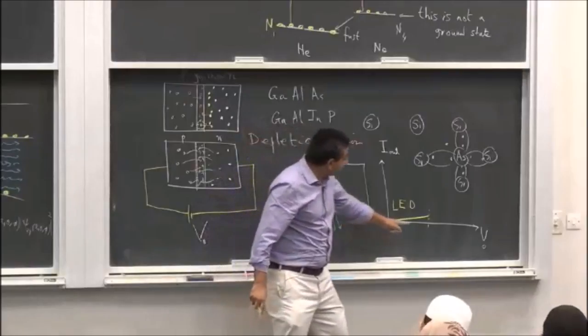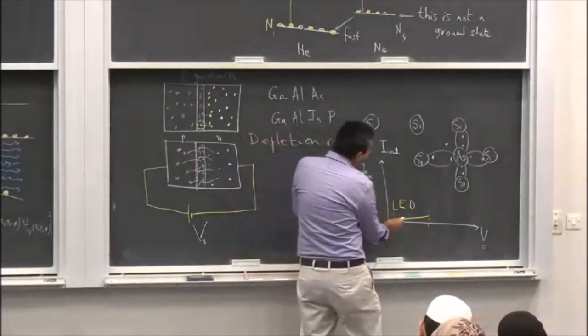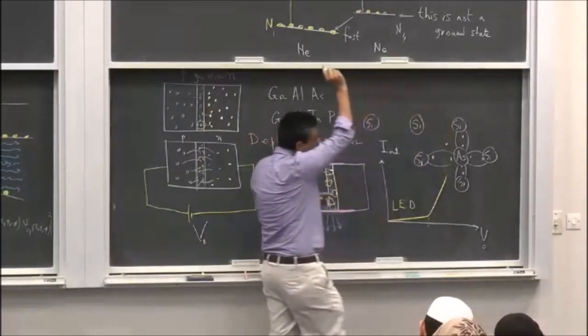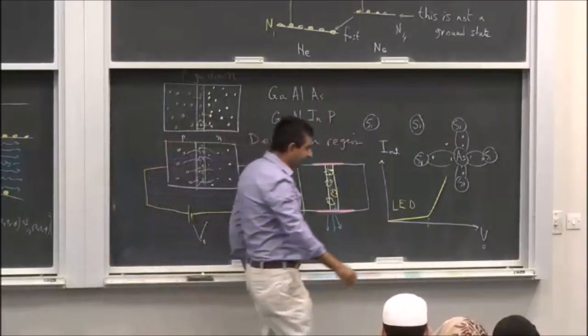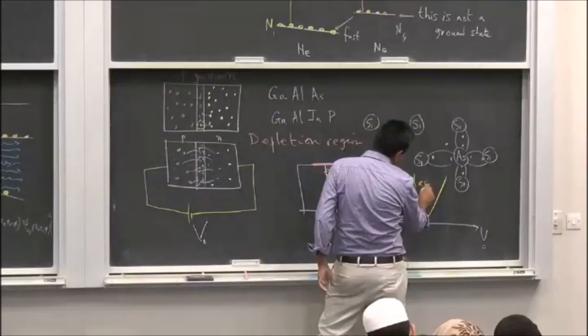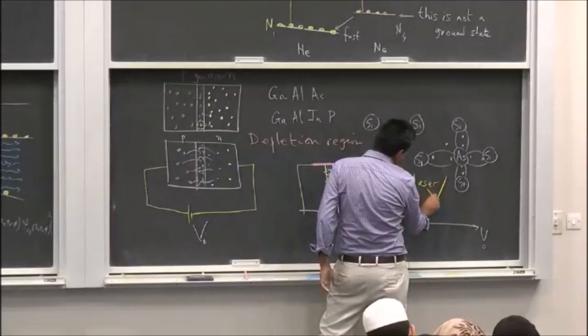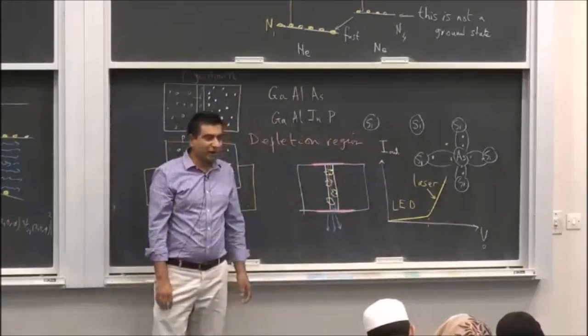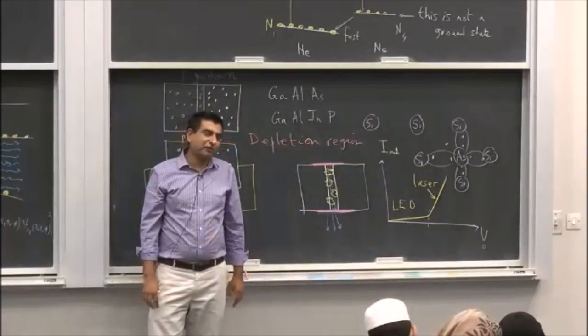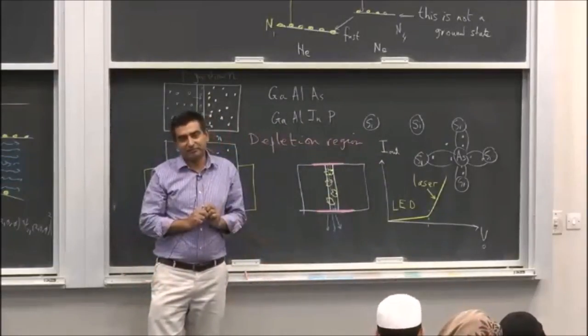But after a certain threshold voltage, the output intensity spikes up. This is when population inversion has been achieved and you get a laser. Now in order to describe population inversion in a laser diode, I need to talk about bands, and I don't have the bandwidth to do that right now. Okay.